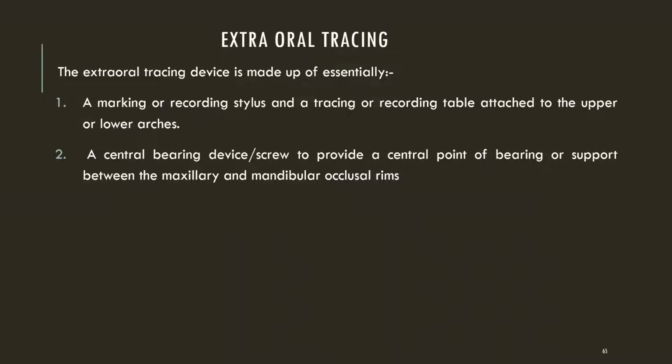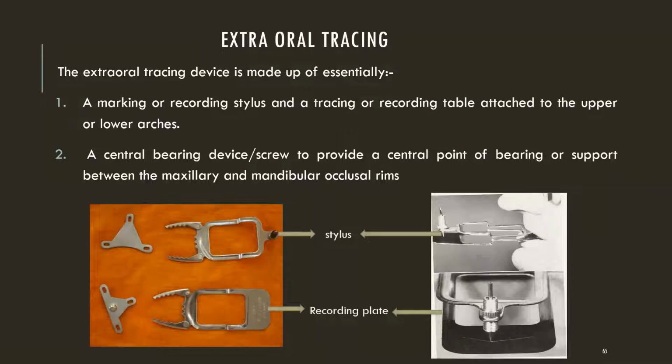So coming to the extraoral tracing, a marking or recording stylus and a tracing or recording table are attached to the upper or lower arches, and a central bearing device is screwed to provide a central bearing point or support between the maxillary and mandibular occlusal rims. So this is the tracing device.